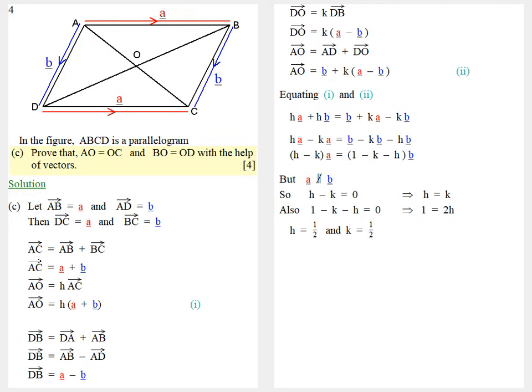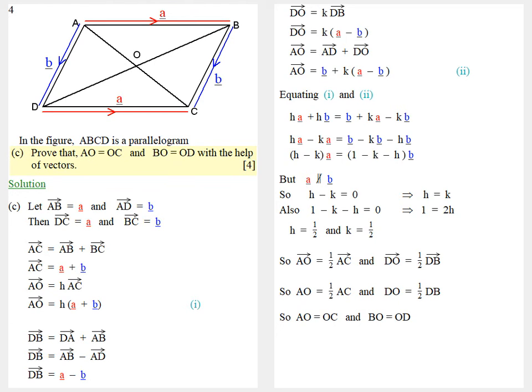Now we know AO is equal to h times AC, so AO is equal to a half AC. And also the vector DO is equal to k times the vector DB, so DO is equal to a half DB. Now that means the length AO is equal to half the length AC, and the length DO is a half the length DB, which means that O is the midpoint of both diagonals. In other words, AO is equal to OC and BO equals OD as required.